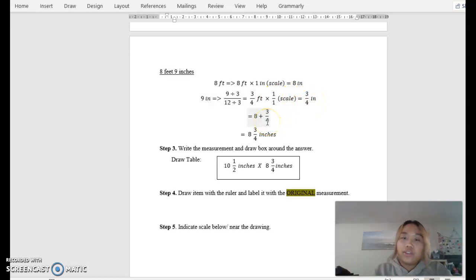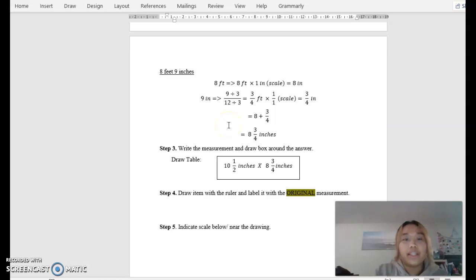So we just need to add them together, and 8, I got it from here, and then 3/4, I got it from this one. So 3/4, we can draw that one, so we do not need to find for the x, since it already falls into our scale. So that gives us 8 3/4 inches for the second problem.